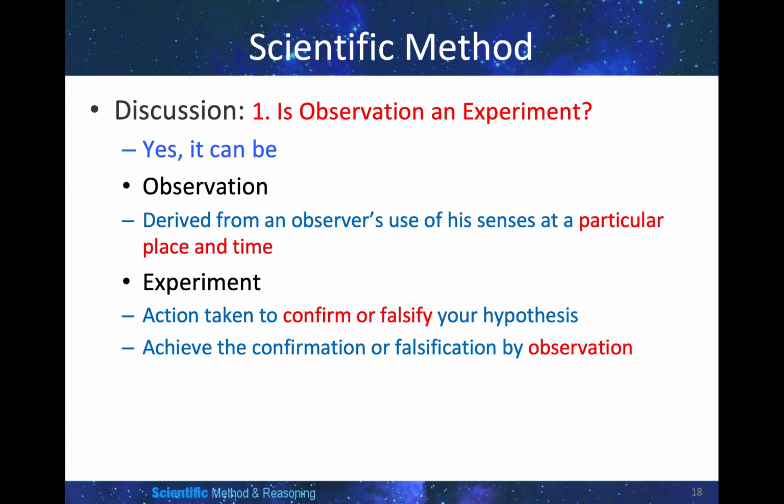There are always some questions on scientific method. Is observation an experiment? The answer is yes. Observations in normal sense means what one can see or hear at the particular time and space. Experiments are actions taken to confirm or falsify your hypothesis. In order to confirm or falsify, one can also observe. For example, we can make a prediction that Dr. Eddie Lam will go to the washroom every day at 3 p.m. In order to confirm or falsify, we just need to observe. Therefore, observation is also an experiment.